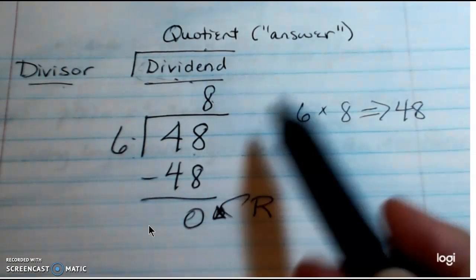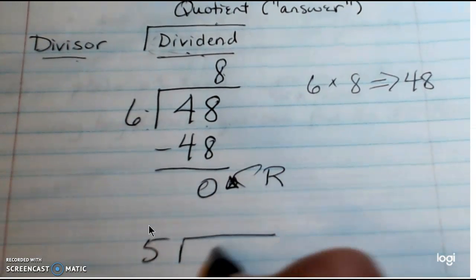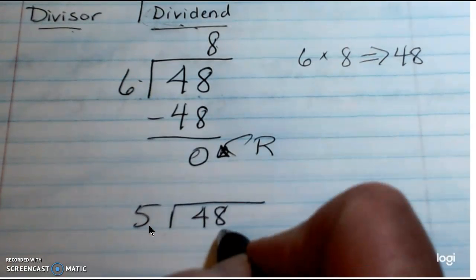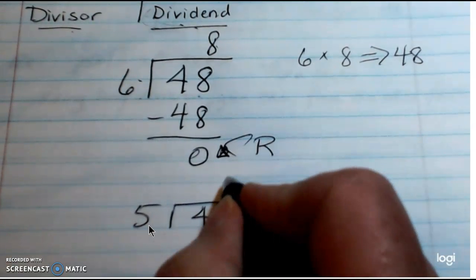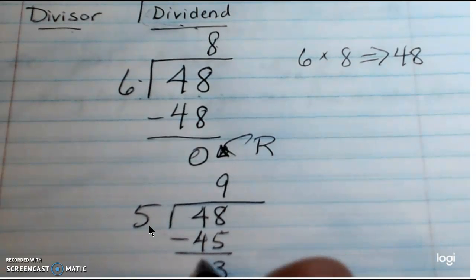Now, if you have a divisor that doesn't divide evenly into your dividend, you're going to end up with, let's see, 9 times 5 is 45. You end up with a remainder.